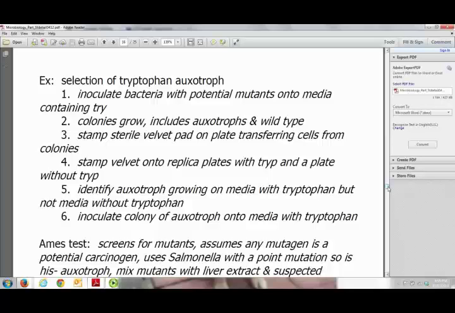You stamp the velvet onto replica plates that have tryptophan and a replica plate that is without tryptophan. You're able to identify the auxotrophs growing on the media with the tryptophan, but not the media without the tryptophan. So then you can inoculate a colony of auxotrophs onto the media with the tryptophan.